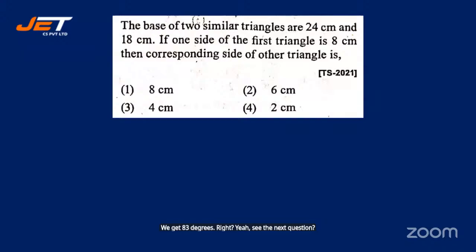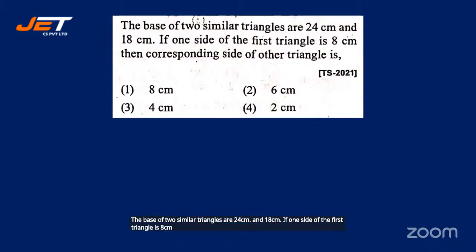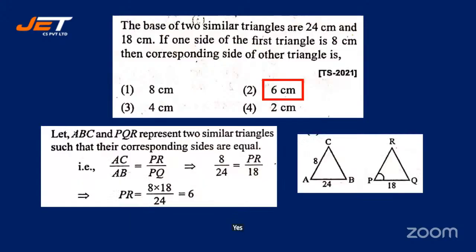The bases of two similar triangles are 24 centimeter and 18 centimeter. If one side of the first triangle is 8 centimeter, then the corresponding side of the other triangle is dash. Yes, so it is very simple, students. You can see, let ABC and PQR represent two triangles. The diagram has been drawn beautifully. The two triangles are displayed here.